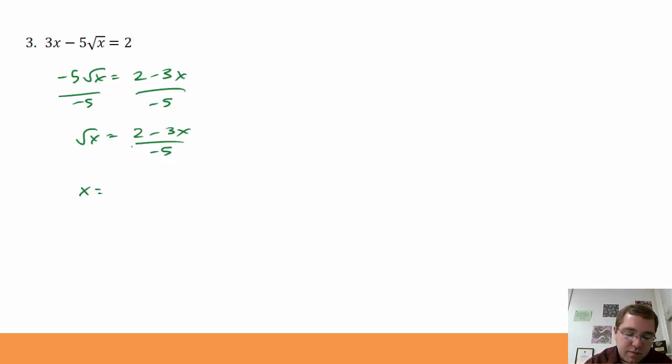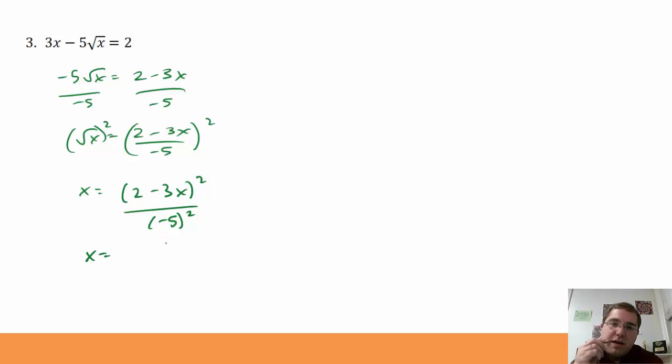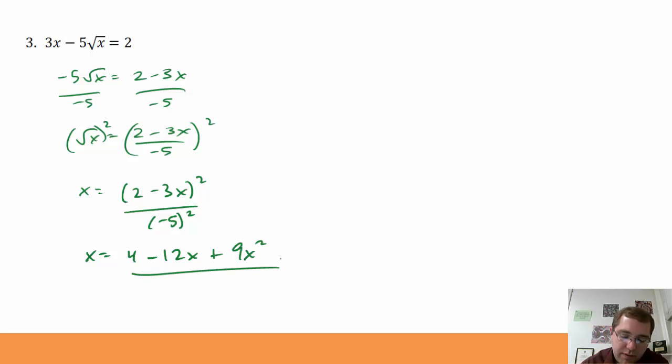I get x equals, squaring 2 minus 3x over negative 5 is squaring the top over squaring the bottom. So 2 minus 3x quantity squared over negative 5 quantity squared. So x equals 2 minus 3x quantity squared. I'm subtracting in the middle, so I have to FOIL that out. I'll get 4 minus 6x minus another 6x is minus 12x plus 3x times 3x, which would be 9x squared, all over negative 5 squared is positive 25. Okay?